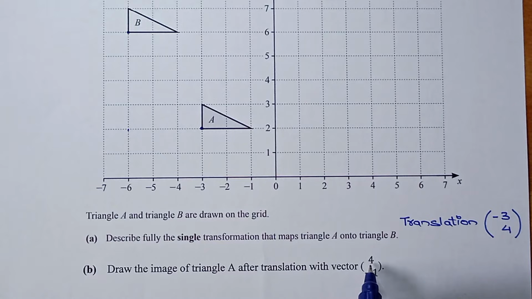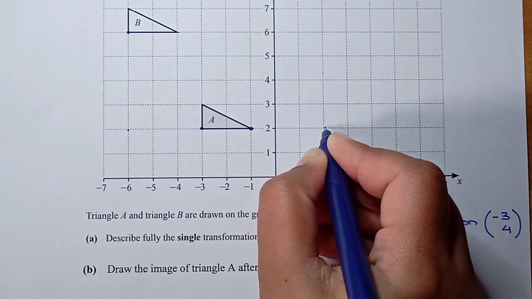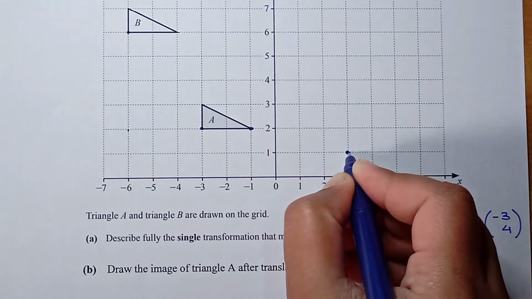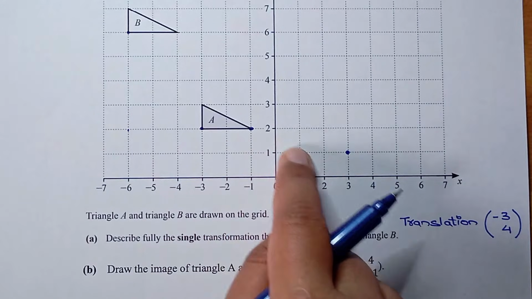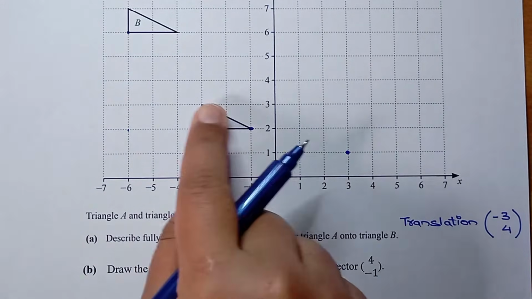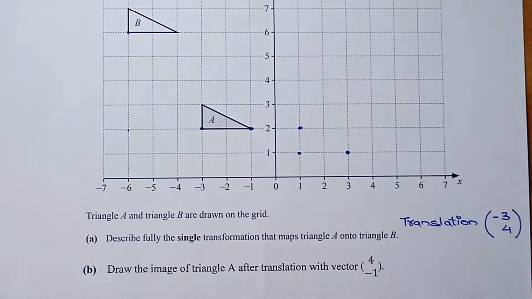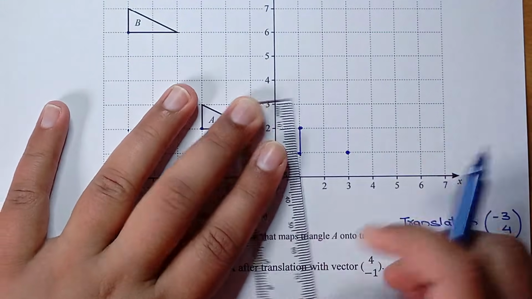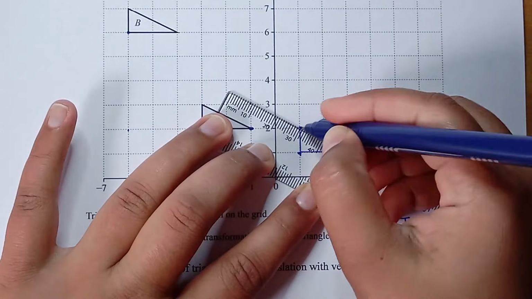So 4 is positive, so we need to move horizontally 4 units to the right. If we consider this point, we have 1, 2, 3, 4, 4 units to the right and 1 unit down. We have this point. Now from this point we have 1, 2, 3, 4 and 1 down. This point. This point will be 1, 2, 3, 4 and 1 down. This point. So we have the triangle C after translation, 4 units to the right and 1 unit down. This is your triangle C.